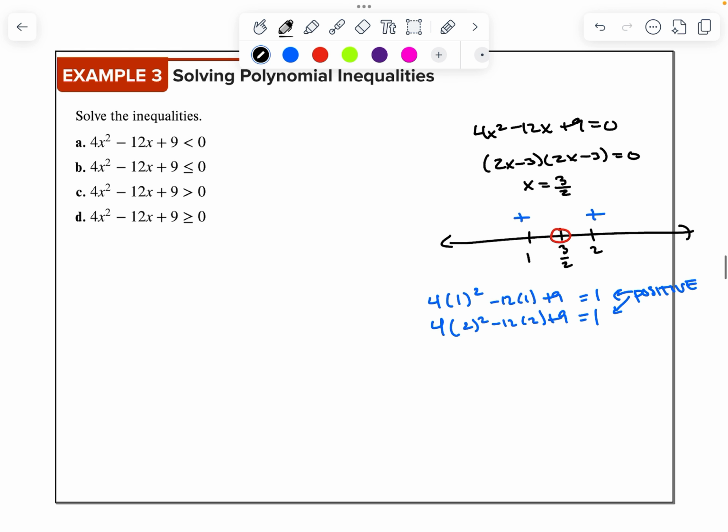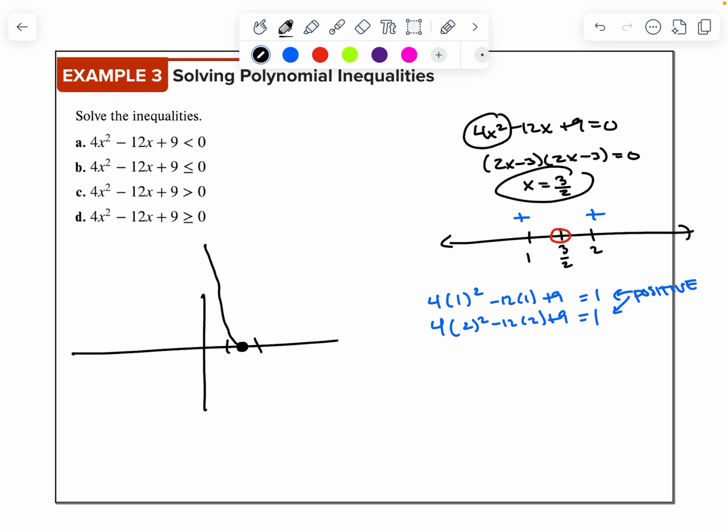If again I was to look at this as a graph, 4x squared minus 12x plus 9, I only have one x-intercept. That's it, positive 3 over 2. 1, 2. So positive 3 over 2 is somewhere right there. This graph is facing upwards on both sides, and so I know my graph has to look like this, right?